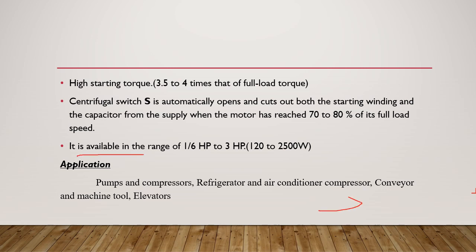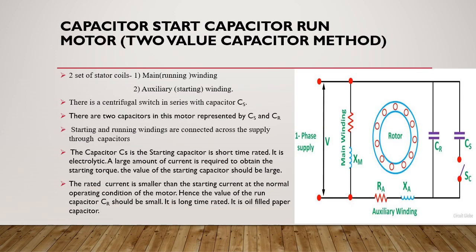It is available in the range of 1/6 HP to 3 HP, that is 120 to 2500 watts. The applications are: it is used in pump and compressor, it is used in refrigerator, it is used in air conditioning compressor, it is used in conveyor and machine tools, it is used in elevators where we need high starting torque.